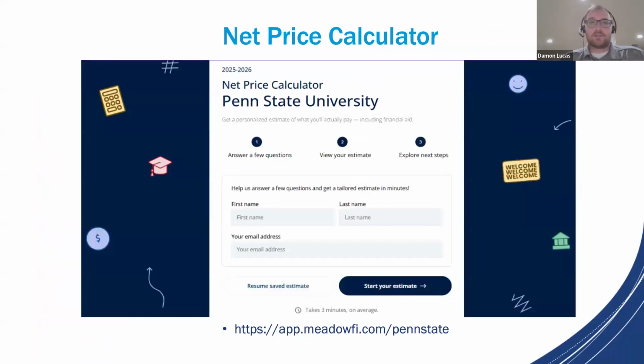And here you have your total net price calculator. Here you'll just put in your first and last name, then the email, and you'll be able to start your estimate. Again, at the very bottom of the link is where you'll be able to do that. This is a really great tool we have out there as well.